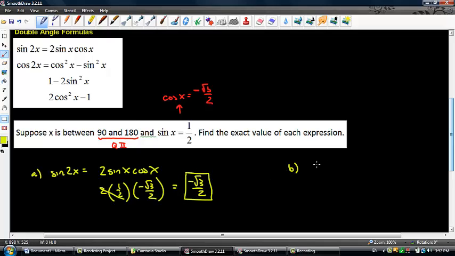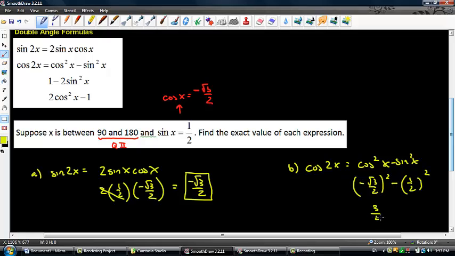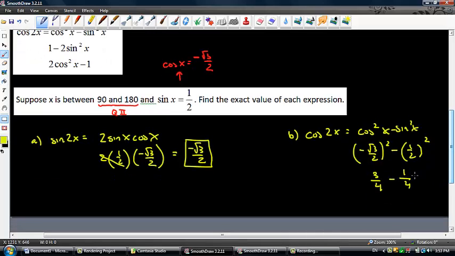Let's do cosine. Cosine of 2x. Now we have a bunch of different options. Choose one that's going to make things easier. I'm going to go ahead and choose cosine squared minus sine squared. Well, cosine of x is negative rad 3 over 2, and that whole thing is being squared, minus sine squared x, that is 1/2 being squared. So this is going to be 3 over 4 minus 1 over 4. That leaves me with 2 over 4, which is 1/2.